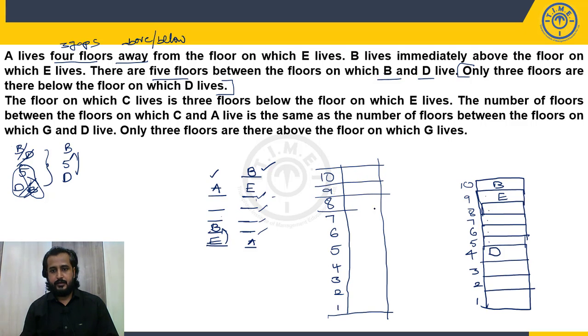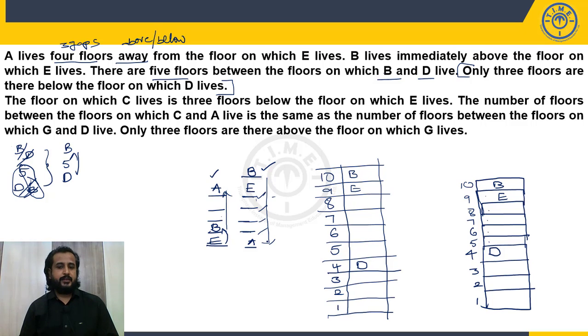Ten, 9, 8, 7, 6, 5, 4, 3, 2, 1. Okay, so it is D, and 10th will be B, and it is A. So in the one case, A is above B. In the another case, A is below B. So let us take the two cases.